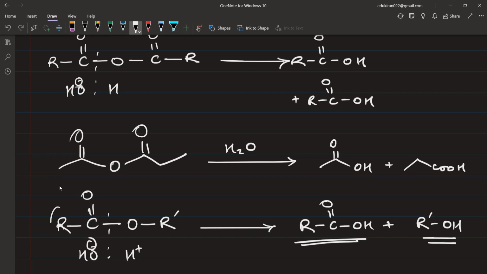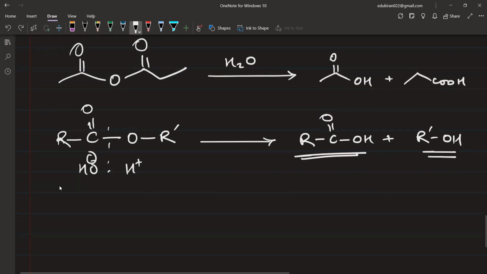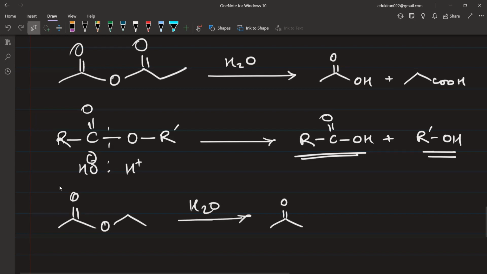Now, depending on what alkyl group is attached on the carbonyl carbon, you are going to get the carboxylic acid. And depending on what carbon atom is attached on the OR bond, you're going to get the alcohol. Okay, so for example, इसमें भी लिख लीजिए. Two carbon atoms, no? 2 carbon atoms, and third is OH.